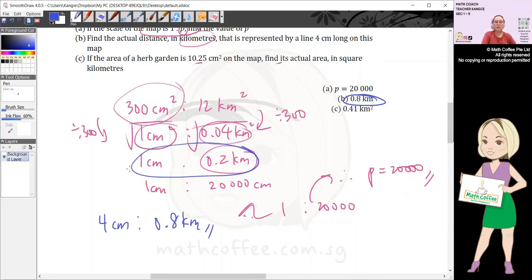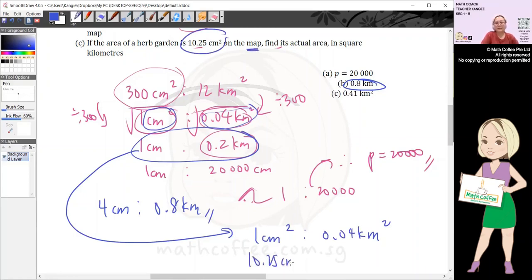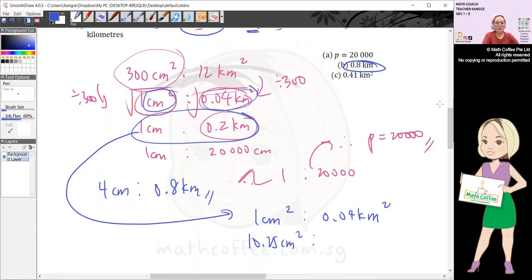Nothing so scary. Same thing, I'm going to change it to area scale. So again, square both sides. Actually, no need. I already have this one, area scale. I can use this one already. So straight away, I use 1 cm square represents 0.04 km square. And this one is on the map, so this one on the left-hand side. So this one times 10.25. So just take 0.04 multiplied by 10.25, and you get 0.41 km square. And this is the answer.